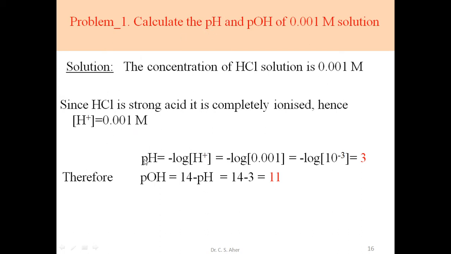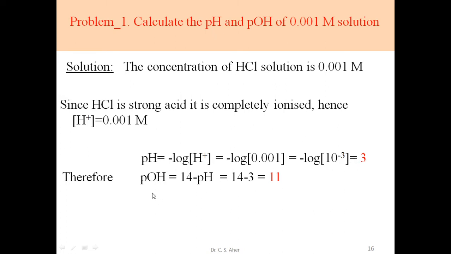What is pH? pH is equal to minus log of H plus ion concentration. Put the value of H plus ion concentration and take the log. So 0.001 is the same as 10 to the minus 3. So minus 3 into minus, plus 3, since log 10 is equal to 1. So this value is plus 3. So the pH of this HCl solution is 3.